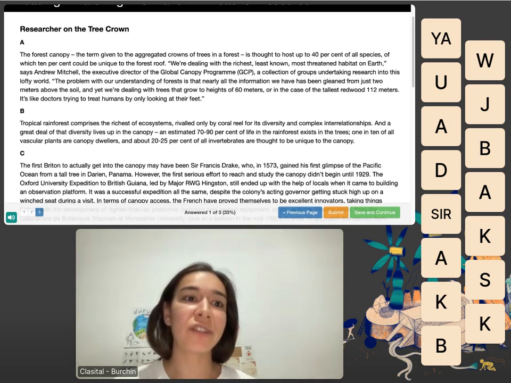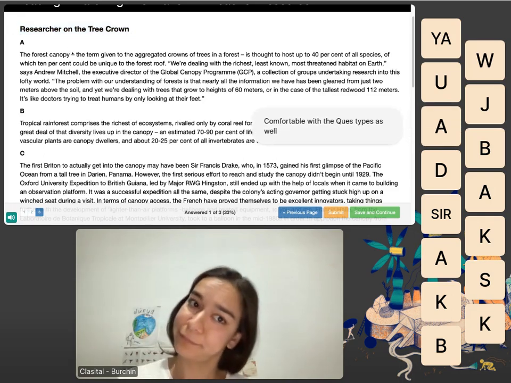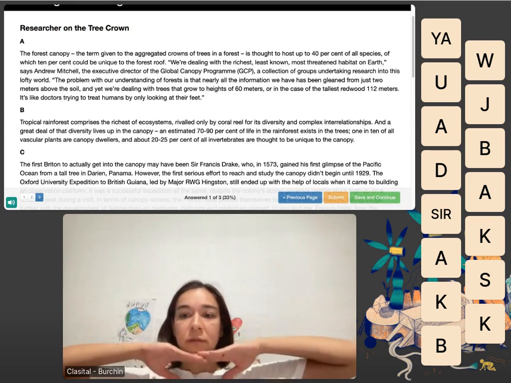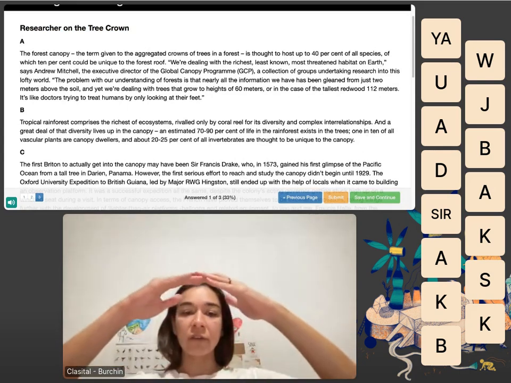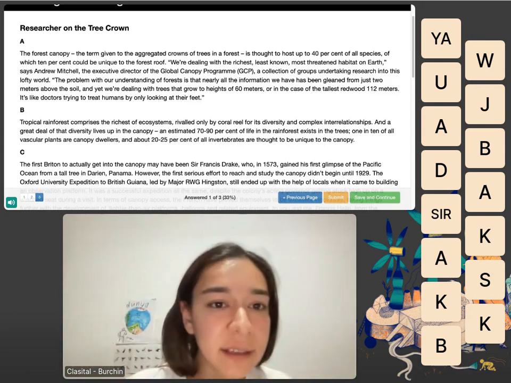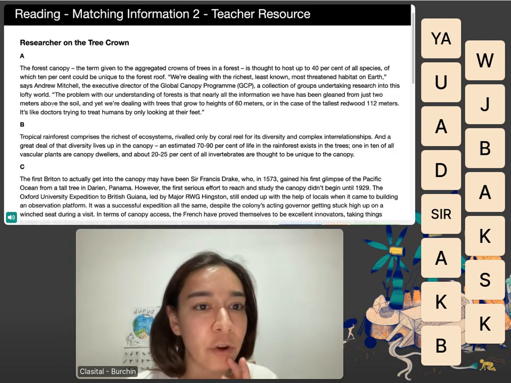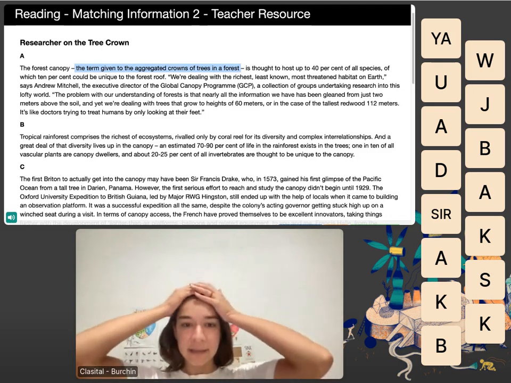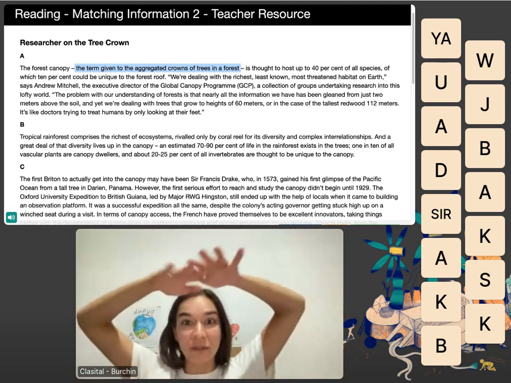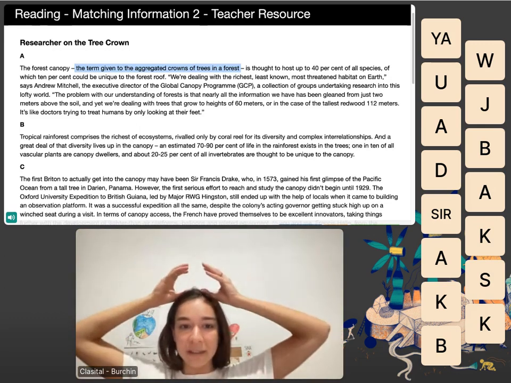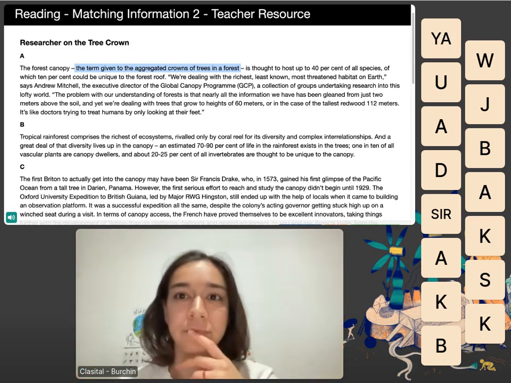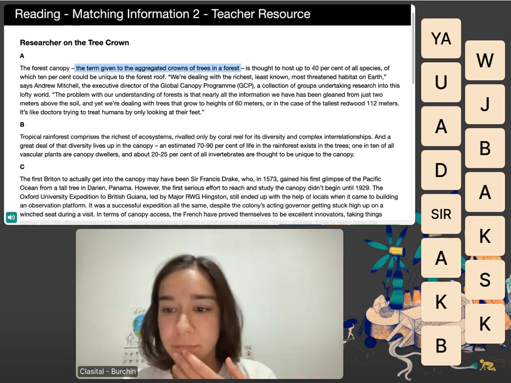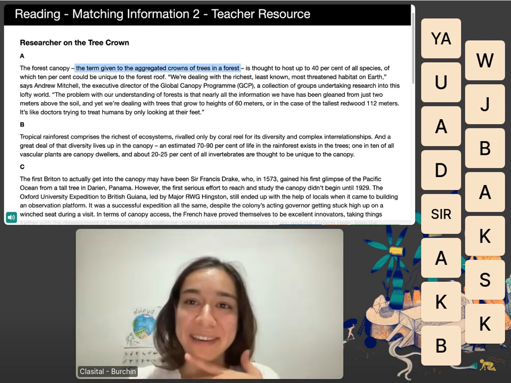Let's go to the next question. Researcher on the tree crown. Researcher, yes. Crown, okay, we have the crown, but in here, I will read the first sentence. The forest canopy, the term given to the aggregated crown of the trees in a forest. So it is like the top of the trees. They are talking about the top of the trees in the rainforest that come together, and they call it the crown of the forest. Like a mosque crown. Uppermost part of the tree. Thank you, Amsa. Yes, it is better.